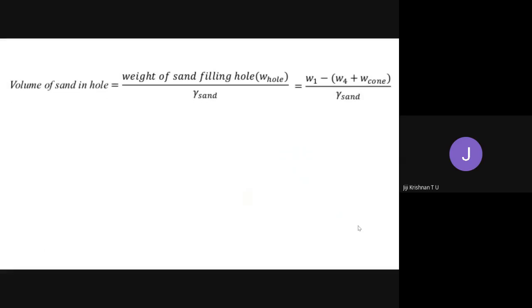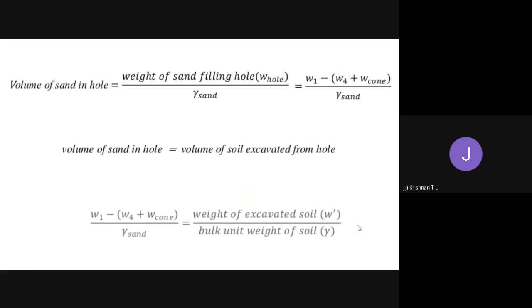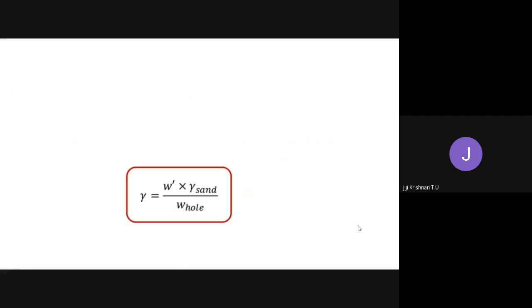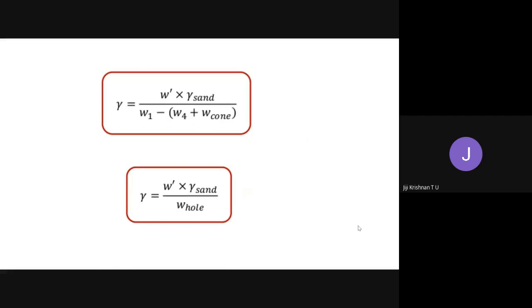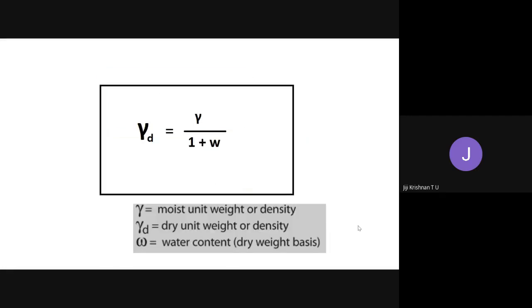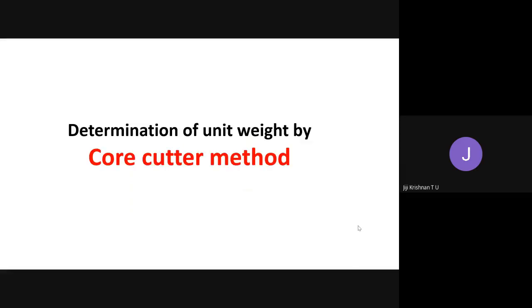We know volume of sand in hole equals weight of sand filling the hole by gamma sand. Then volume of sand in hole will be equal to volume of soil excavated from the hole. From that we can calculate it. So gamma equals W divided by volume of hole, that is W into gamma sand divided by weight of sand in hole. So this is the equation. Gamma D we can calculate by gamma by 1 plus w. w is the water content, gamma is the moist unit weight, and gamma D is the dry density.